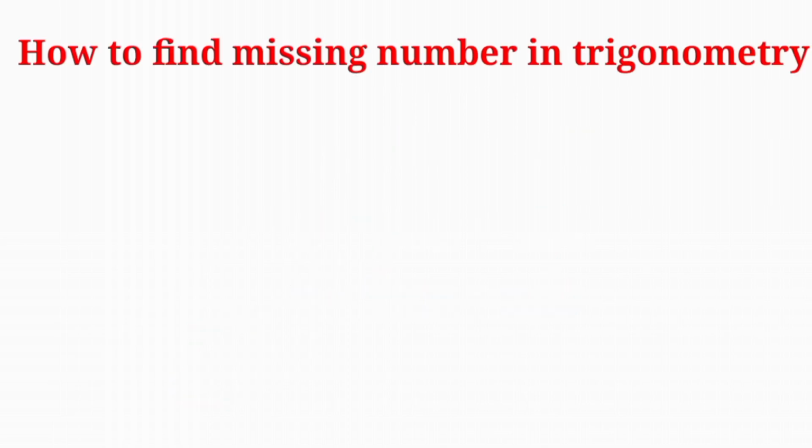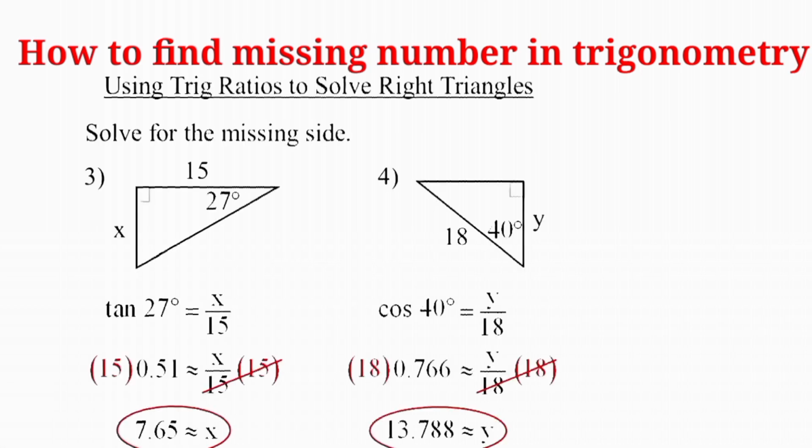Now let's discuss how to find a missing number in trigonometry. Let's see, if we have a triangle whose angle is 25 degrees, whose one side is 15 and x is missing, then tan 25 degrees is equal to x over 15. We multiply by 15 on both sides, then 15 multiplied by 0.51 is equal to x. 15 multiplied by 0.51 gets 7.65, so x is approximately equal to 7.65.